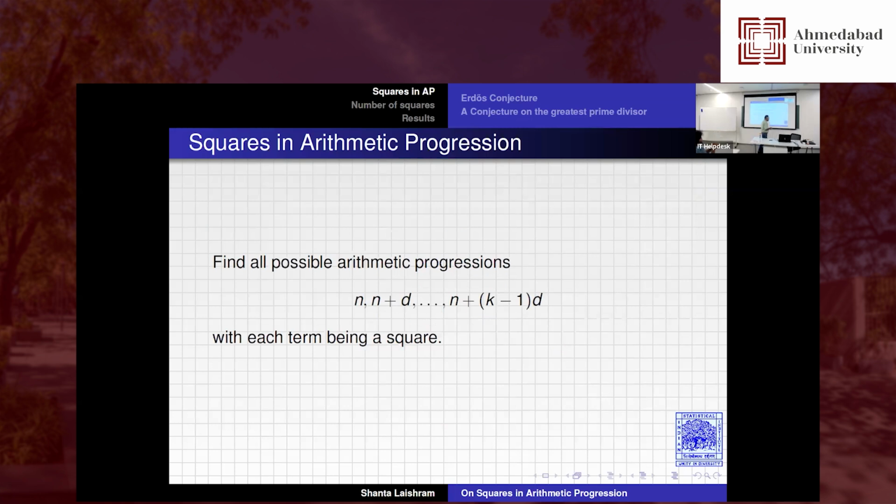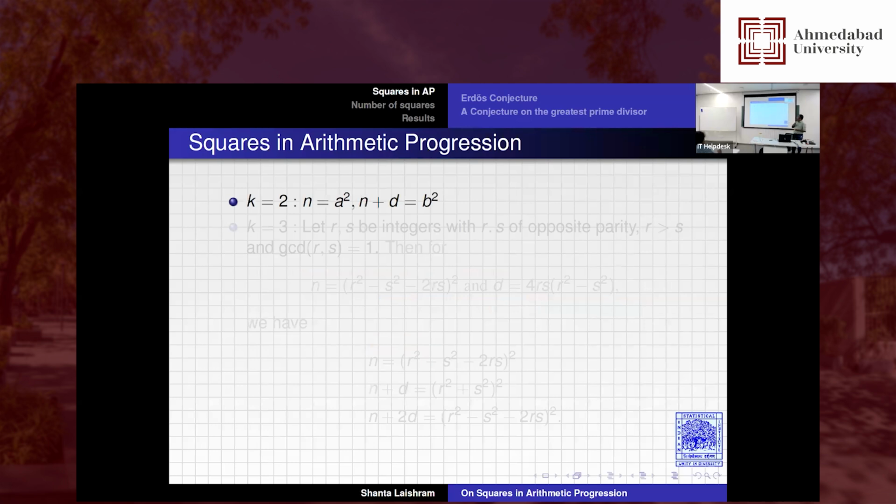I have this one simple problem: find all arithmetic progressions which are squares. You have this arithmetic progression n plus d, n plus 2d, n plus 3d, and so on, and you want all of them to be squares. So here is the length k arithmetic progression. When k is 1, we have nothing to do, so we start with at least a 2 term AP.